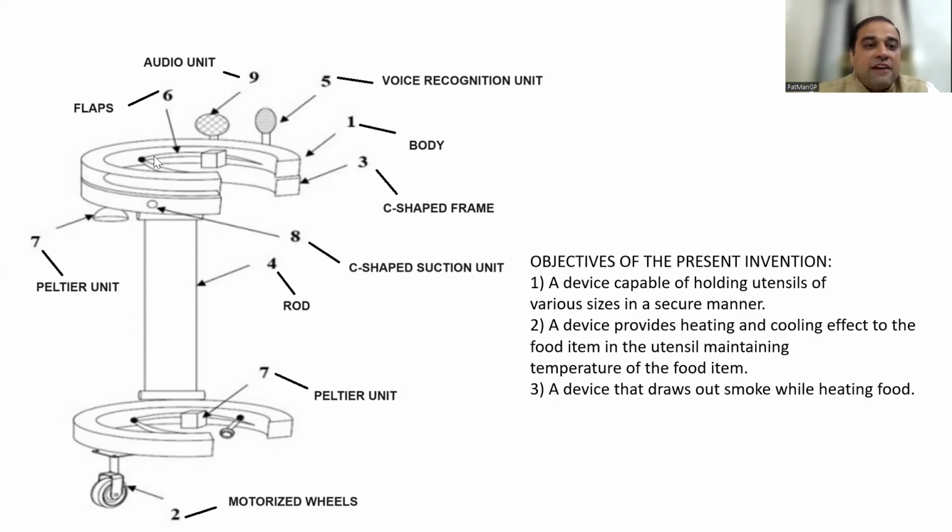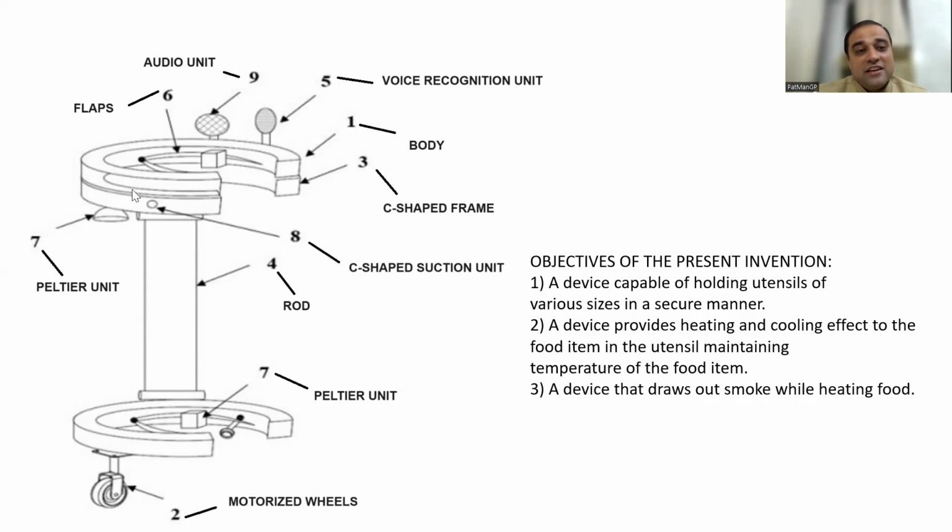At number 6, we have flaps. These flaps are pivotably arranged with this C-shaped frame, and these flaps are configured with a motor, which is again in signal communication with the same microcontroller, which is configured to ensure that the motor works in a particular manner such that the flaps can be arranged so that utensils of various sizes can be placed on the flap. So this is how the first objective of this particular invention is getting fulfilled.